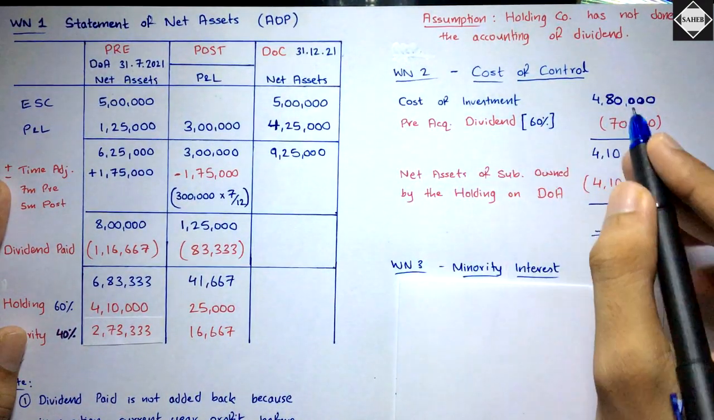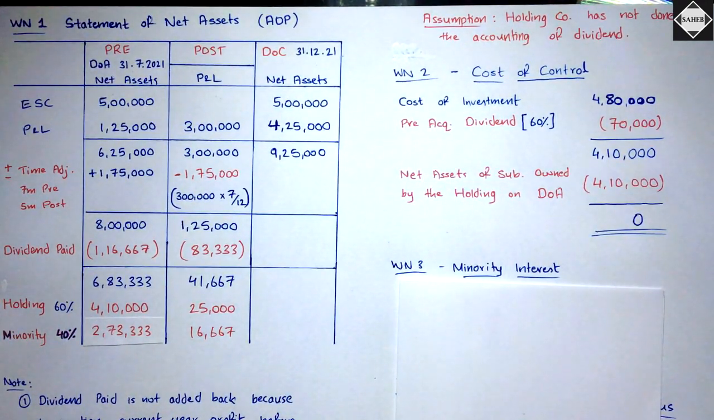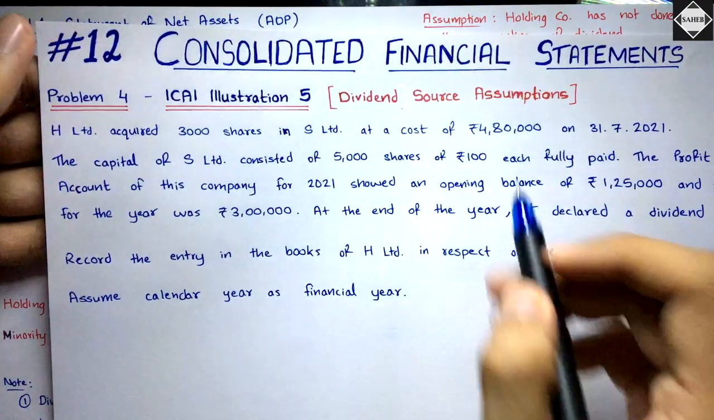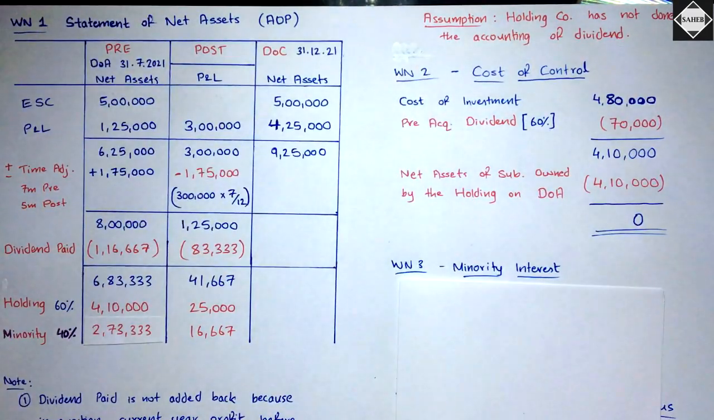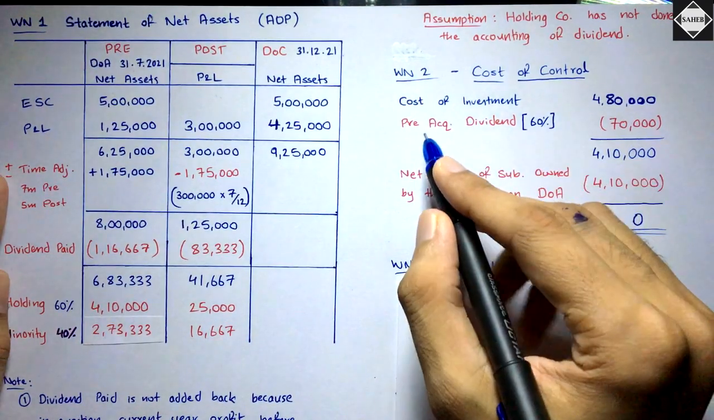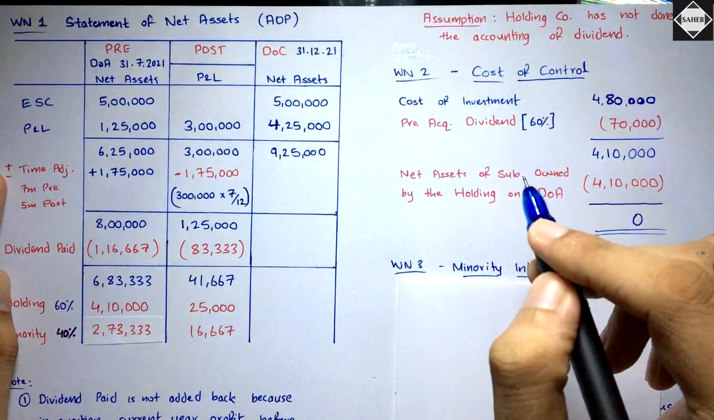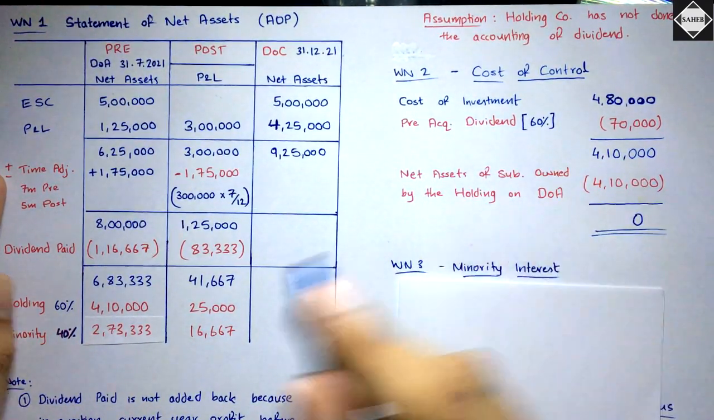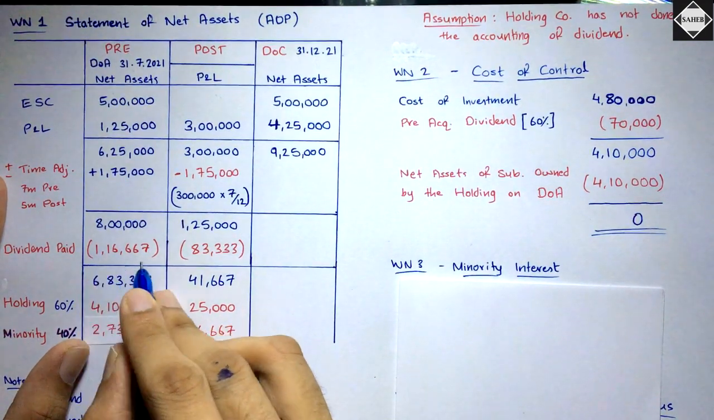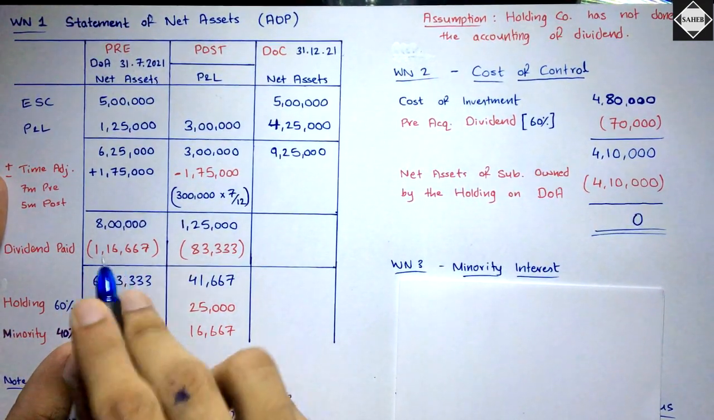See here, cost of investment 4,80,000, it was given in the question, isn't it? Let me just show you, where is the question? Yeah, see here, at the cost of 4,80,000. So just take that 4,80,000, that's the cost of investment. From that, what you will do? Minus pre-acquisition dividend. Will you take 100% dividend? Will you take 1,16,667? No, you will take only 60% of this.